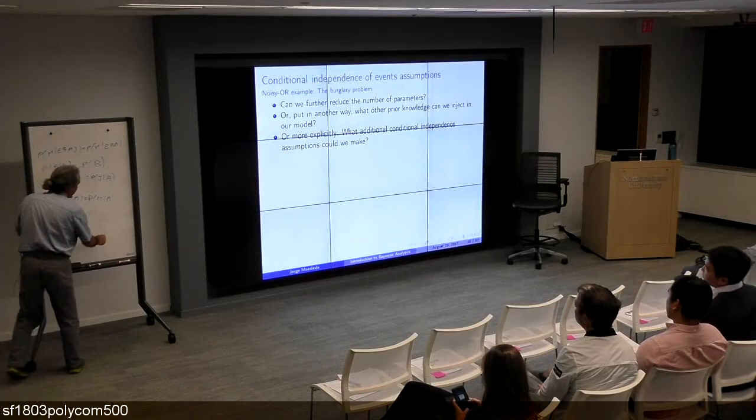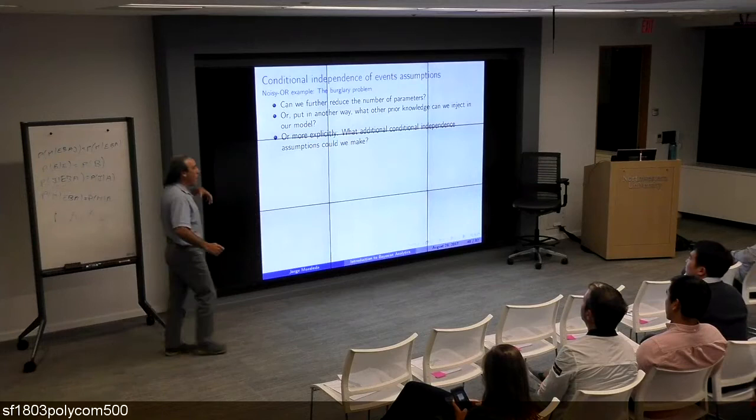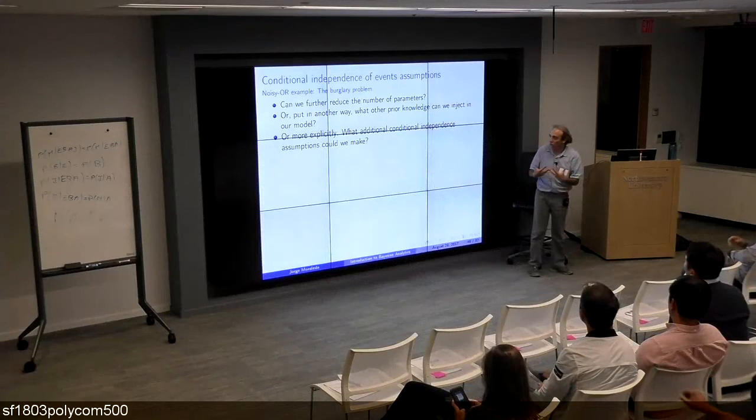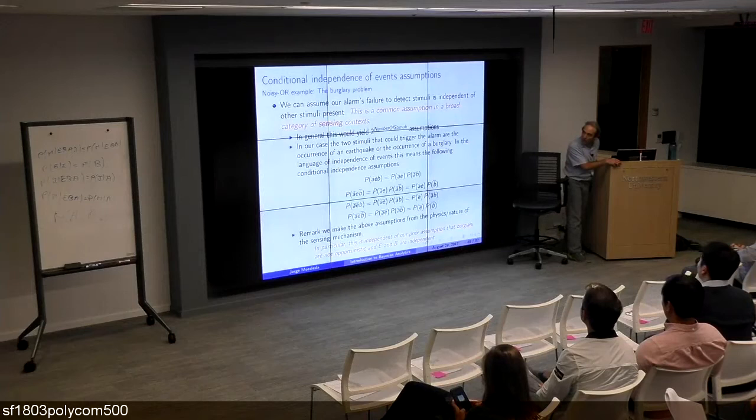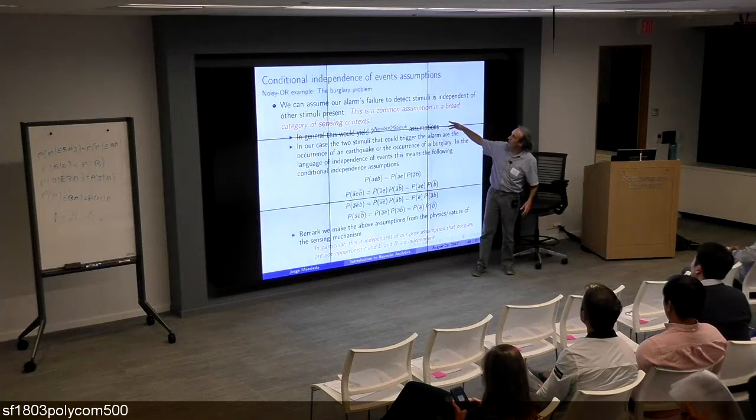So you say four numbers. And what I'm trying to say is in reality, one could model it as three, by explaining that the causes are independent in a particular way; it depends on the nature of the sensor. Making this explicit is a little tricky, but basically what you're saying is that the alarm's failure to detect a stimulus is independent of the other stimuli present, right?